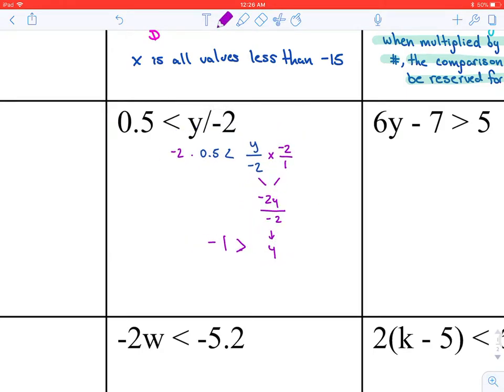Sorry about that. So remember we talked about how you have to make sure that you're reading this properly. I can see that the mouth of the Pac-Man is pointed towards the negative 1, which means that the negative 1 is bigger than the y, or in other words, y is less than negative 1. Y is all values less than negative 1.